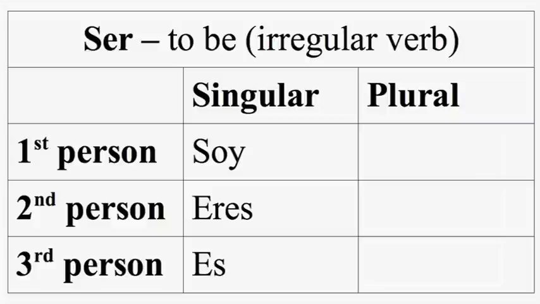Es. We are. Somos. You are, plural and informal, and only used in Spain. Sois. And finally, you are, formal and plural, or they are. Son. You should remember quite a few of the conjugations of ser from the lessons that we did on personal descriptions and origins. But when do you use this verb?